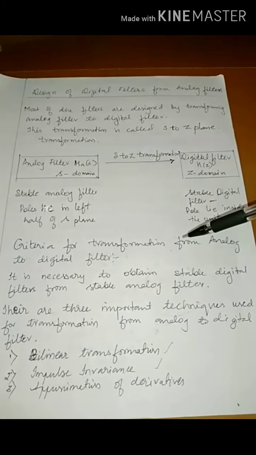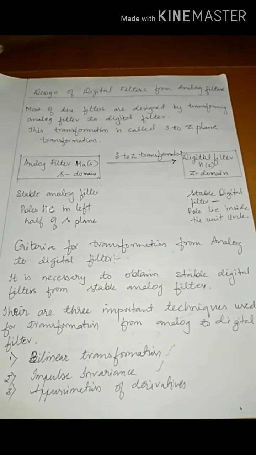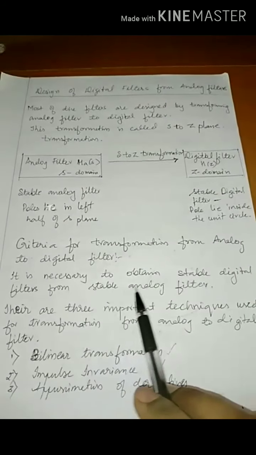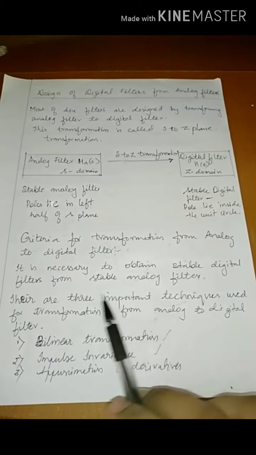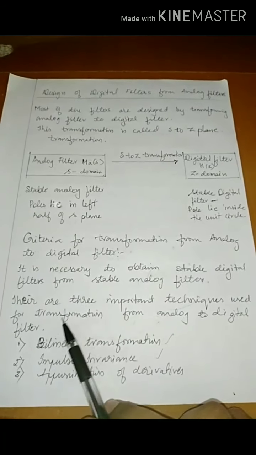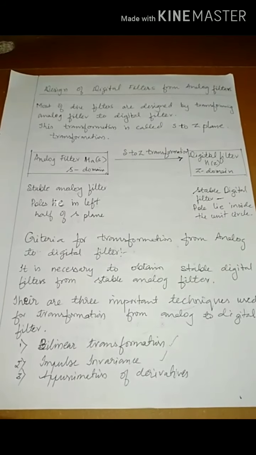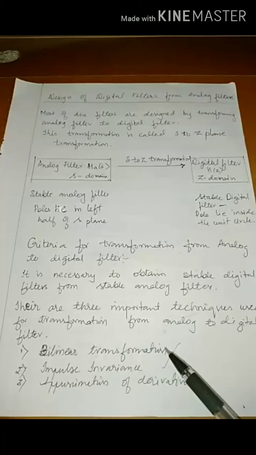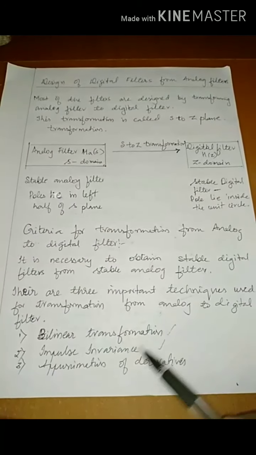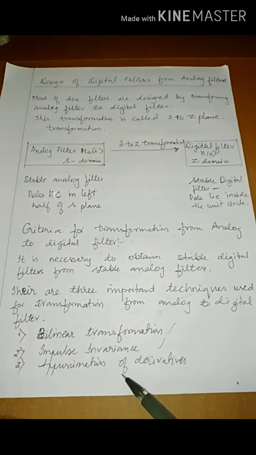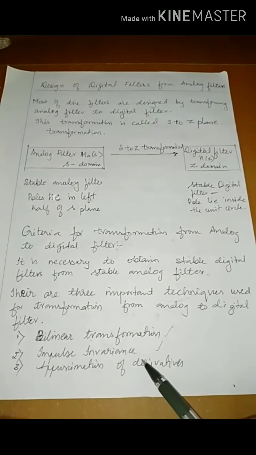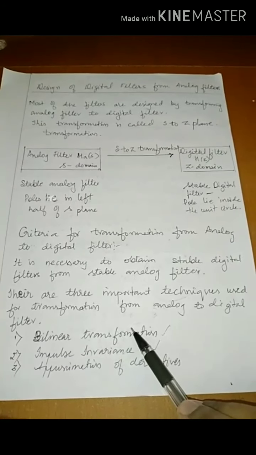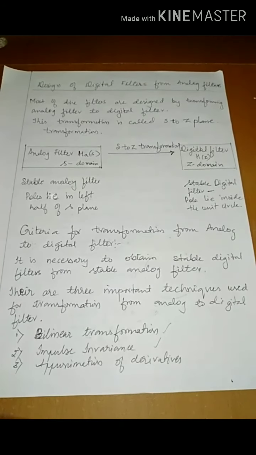The criterion for transformation from analog to digital filter is that it is necessary to obtain a stable digital filter from a stable analog filter. Now there are three important techniques used for transformation from analog to digital filter. First one is bilinear transformation, second one is impulse invariance, third is approximation of derivatives. Among these three we'll be working on the bilinear transformation and impulse invariance methods.